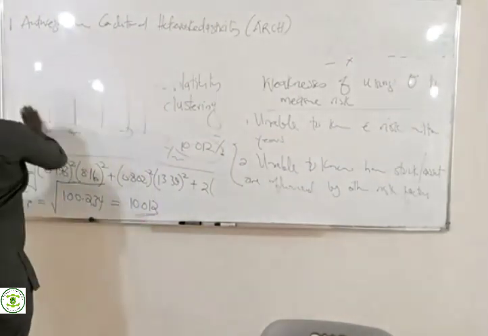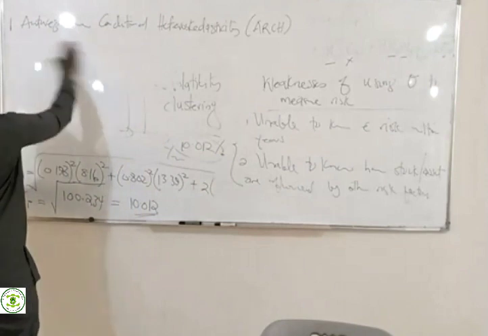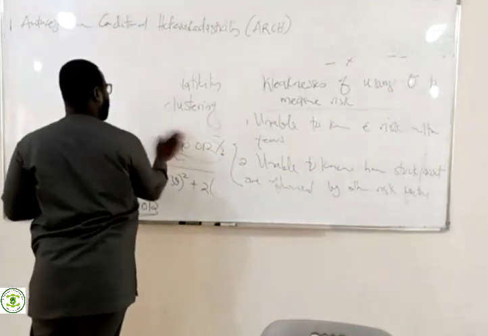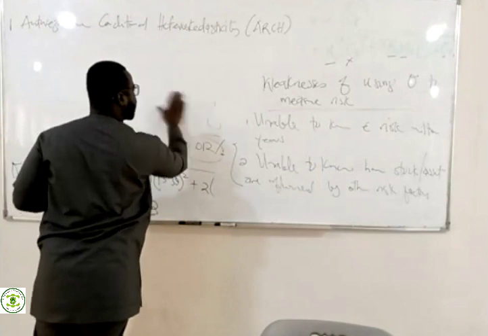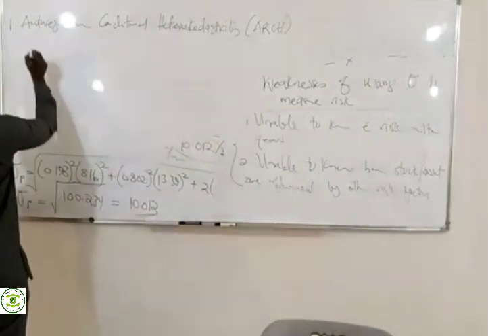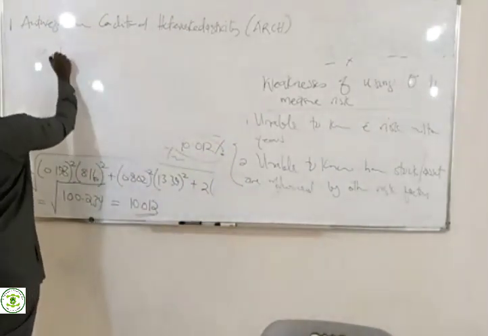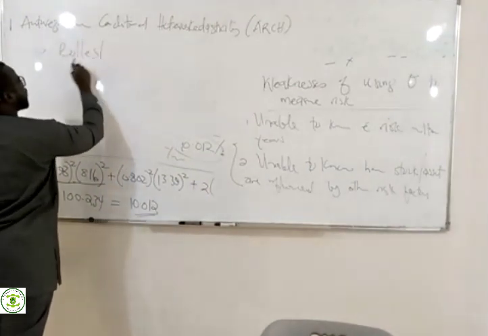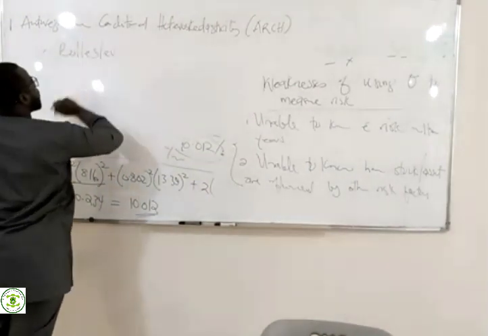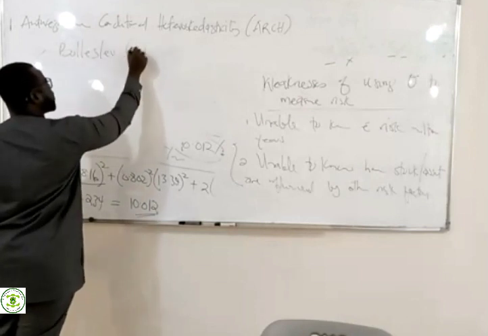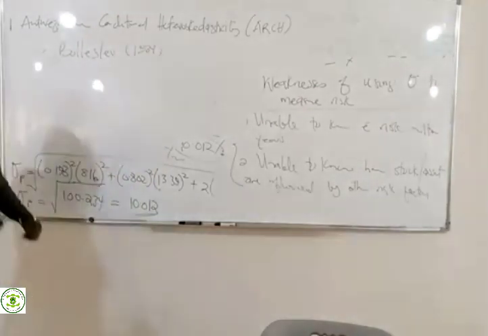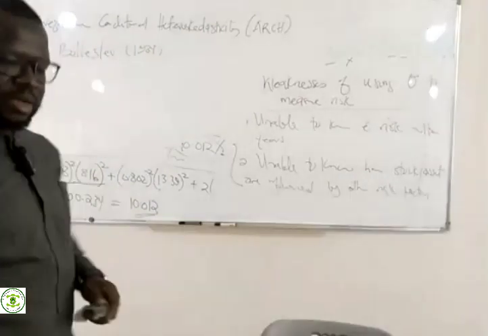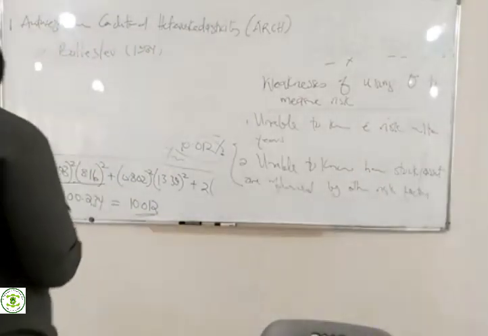ARCH is a way of measuring volatility or risk, which was introduced by, I think the name is Bollerslev, in 1984 or so.